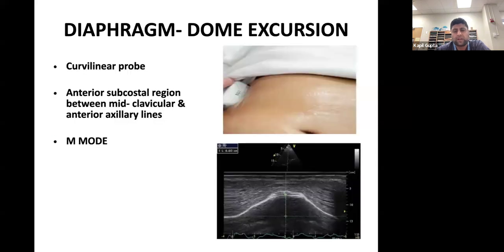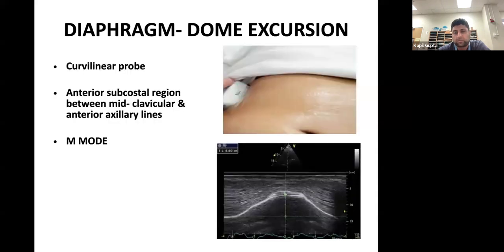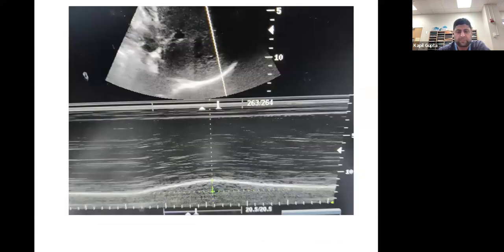I use a curvilinear probe and place it on the anterior subcostal region between the mid-clavicular and the mid-axillary line here, and I put my M mode on. On picture A, the curvilinear probe is placed between the mid-clavicular and mid-axillary line. Then I put on the M mode, as we can see in picture D. In picture C, in B mode, we see the liver and the diaphragm. And in picture B, we see the placement of the probe. So what we see is this kind of a mountain, which appears, that's the movement of the diaphragm.